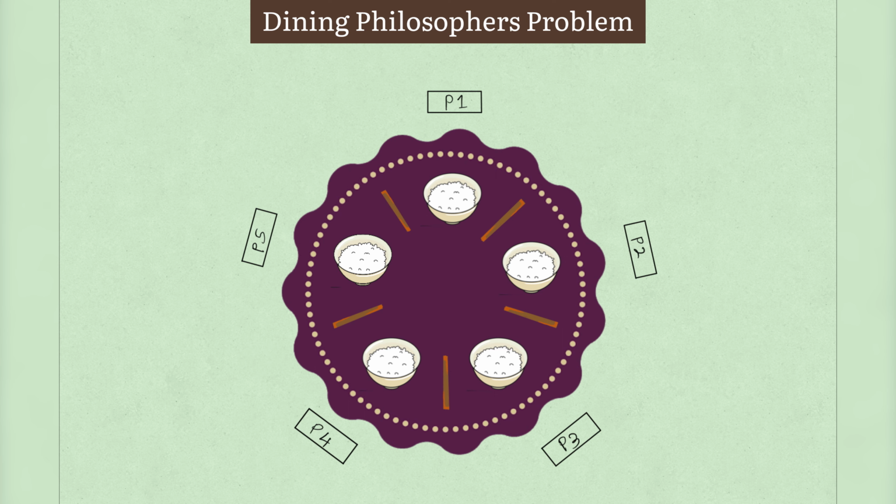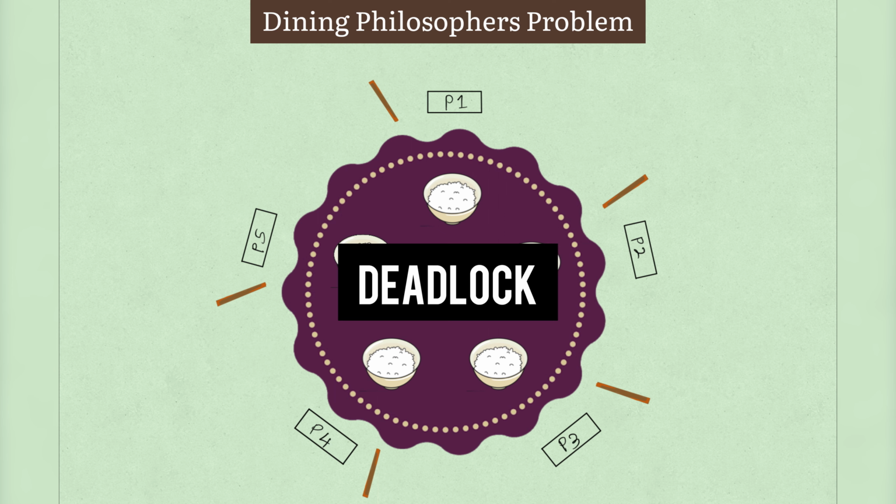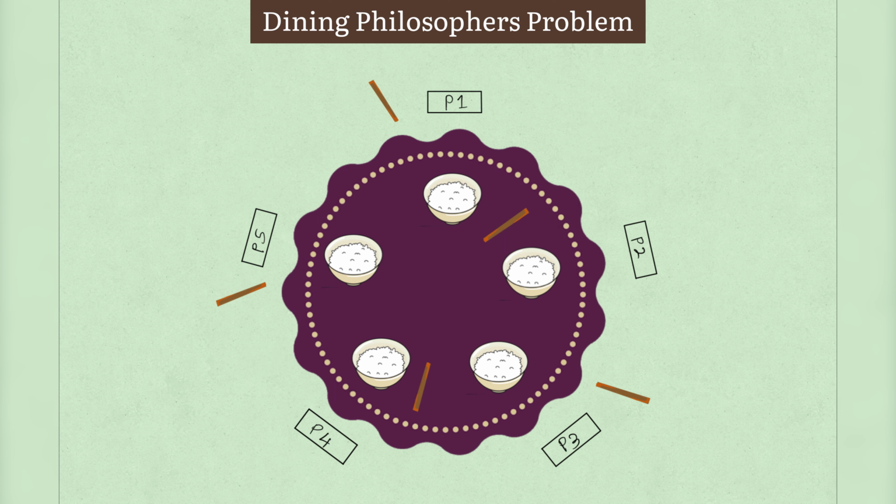Let's look at this situation. All of the philosophers want to eat and they pick up the chopstick on their right. Therefore, there won't be any chopstick on their left. So, all of them cannot eat. This is when the deadlock happens. They will be starving until someone puts back a chopstick so that the chopstick on their left is available. And then they can eat.